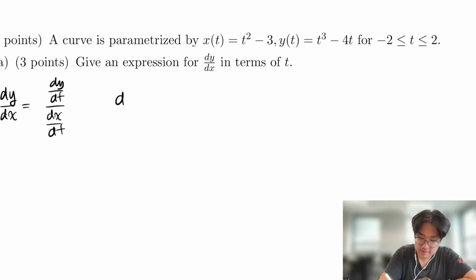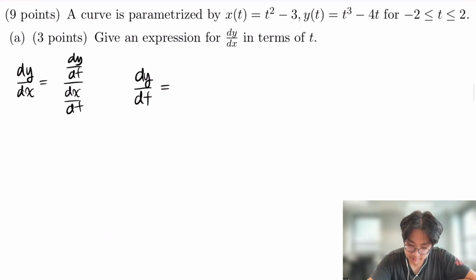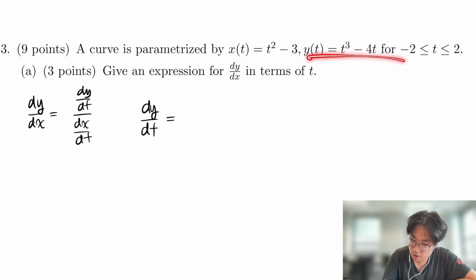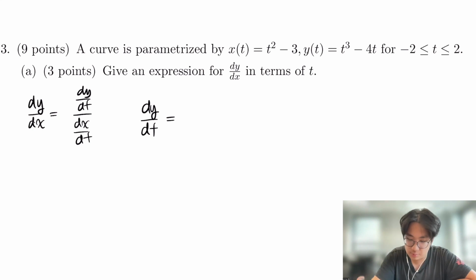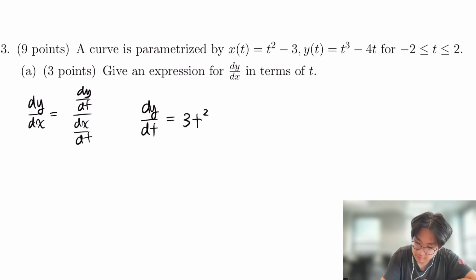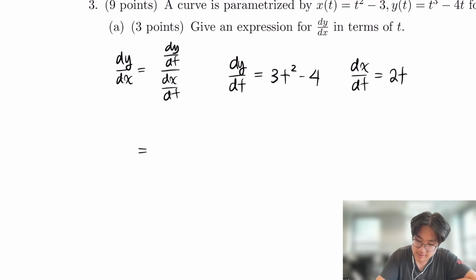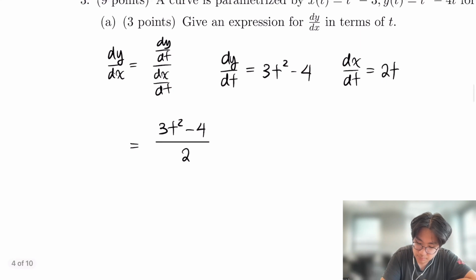Let me just get that here. Yeah, very good. So we have dy/dt. Also realizing I'm writing a bit small, but yeah, you can deal with that. So dy/dt, we again know that y over here is t cubed minus 4t. Taking the derivative with respect to t gives you 3t squared minus 4. Then dx/dt, same idea. You have t squared minus 3, except in this case, you just have 2t. Putting these two together, you get that dy/dx is just equal to this divided by this. So you have 3t squared minus 4, and this is all divided by 2.